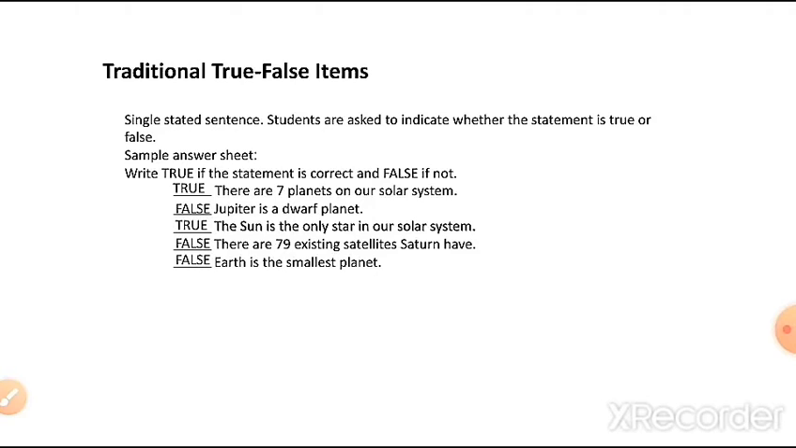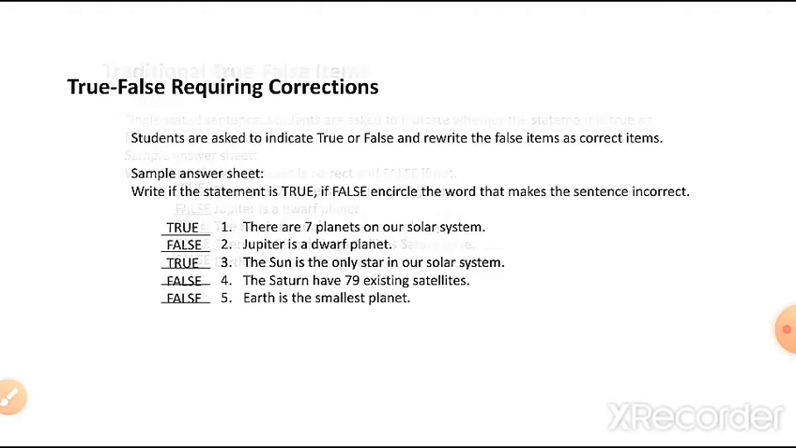It is just like the common true or false items. This is what teachers mostly used way back in our elementary days, since this is the easiest or most convenient type of test, as commonly known. So it is self-explanatory. Let's move on to the second one, the true or false requiring corrections.